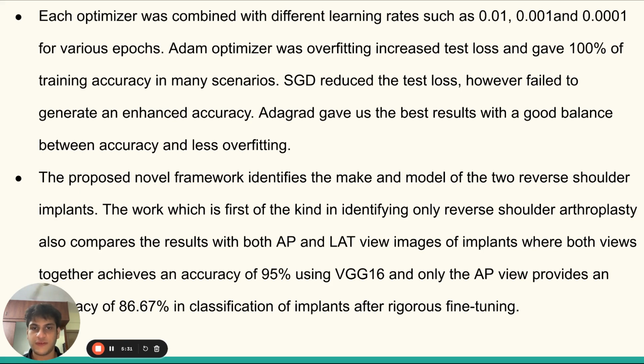Our proposed novel framework identifies the make and model of the two reverse shoulder implants. What makes it the first of its kind is that it works with both AP and LAT view images and also only AP images. On both AP and LAT images, the VGG16 model achieved an accuracy of 95%, and on only the AP views, it achieved an accuracy of 86.67% in classification of the implants after rigorous fine tuning.